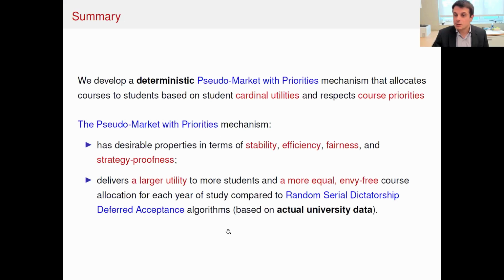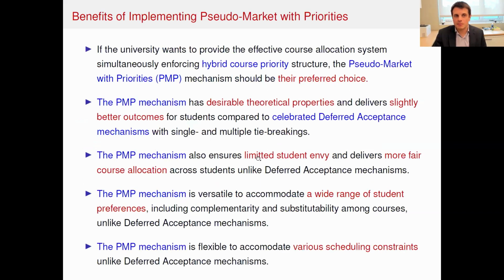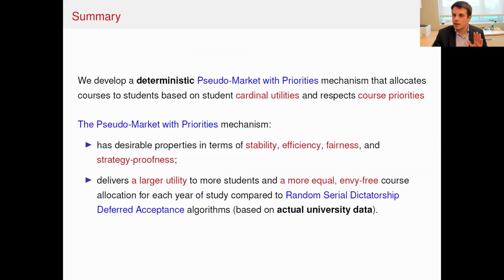Since I have only a couple of minutes, let me summarize and conclude. We developed a deterministic pseudo-market with priorities mechanism that allocates courses to students based on the students' cardinal utility and respects course priorities. We show that this mechanism has nice properties in terms of stability, efficiency, fairness, and strategy-proofness. And using simulations based on actual university data, we show that it delivers a larger utility to more students and a more equal, envy-free course allocation. And again, I have 2 slides about benefits of pseudo-market implementing and potential challenges, but I think I will stop here.